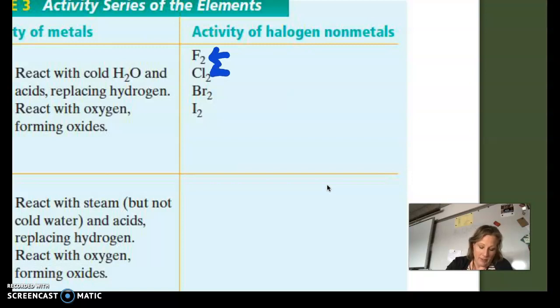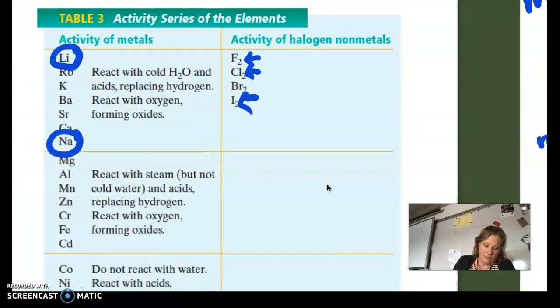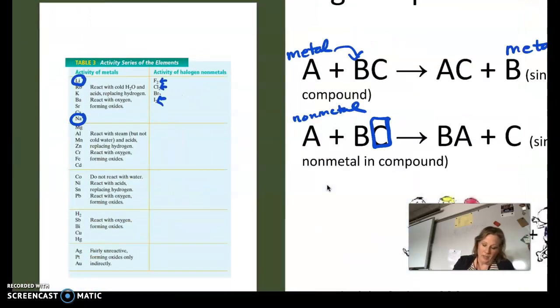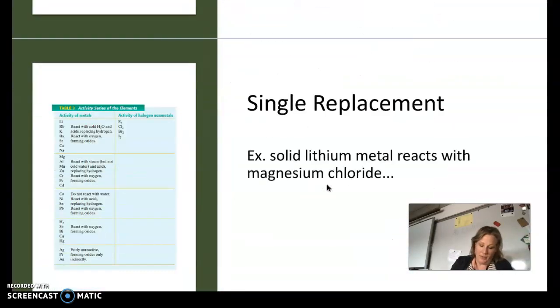Chlorine cannot replace fluorine, but it could replace bromine or iodine. And poor little iodine cannot replace anything. It's the most unreactive. So, let's do a couple examples.